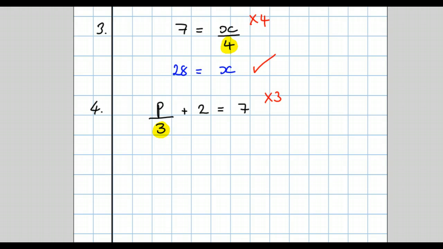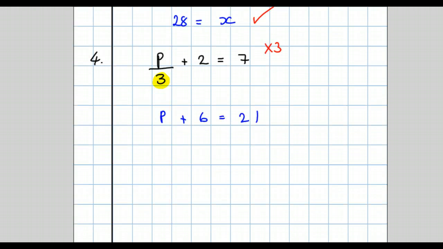P divided by 3 times 3 goes back to being P. Plus 2 times 3 is plus 6. 7 times 3 is 21. And now, as we saw in one of the earlier videos, I move the numbers to join each other. So P equals 21. We always take away unless there's a minus sign in front, so it's going to be take away 6. So P equals 15.